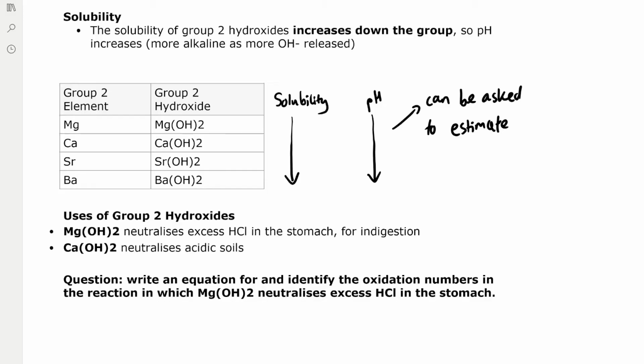So for example, magnesium hydroxide is at the top of the group, so it's going to have a much lower pH, a less alkaline pH, closer to neutral. And barium hydroxide, much further down the group, is going to have a much higher pH because more hydroxide ions are released, so it's more alkaline. Barium hydroxide you might expect to be pH 13 or 14.